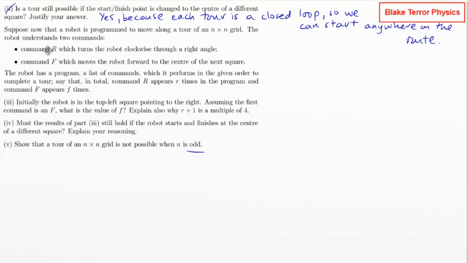The robot understands 2 commands. Command R, which turns the robot clockwise through a right angle. Command F, which moves the robot forward to the center of the next square. The robot has a program, a list of commands which it performs in order to complete a tour. Say that in total, command R appears capital R times and F appears capital F times. Right, so uppercase, lowercase. Initially, the robot is in the top left square pointing to the right. Assuming the first command is an F, what is the value of little f? Explain why r plus 1 is a multiple of 4.